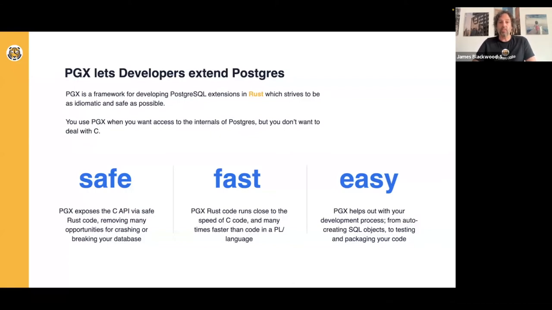PGX is also fast. Because it's compiled Rust code, it runs really close to the speed of C and many, many times faster than code in a PL language, like PL/pgSQL, or PL/Python, or PL/Java, or anything like that. I say close to the speed of C code, which we'll look at later. Obviously, because Rust is providing some extra safety guarantees, there's a little bit of overhead, but it's a very small amount, and I think a pretty good trade-off in this case.